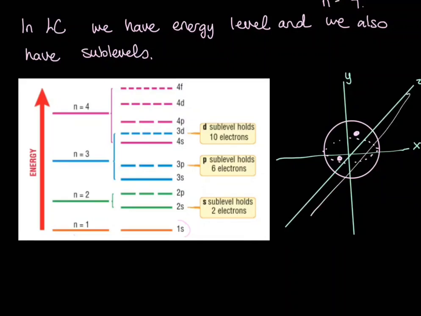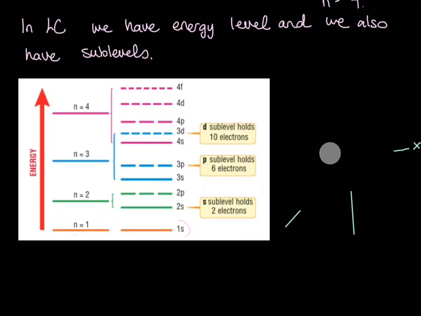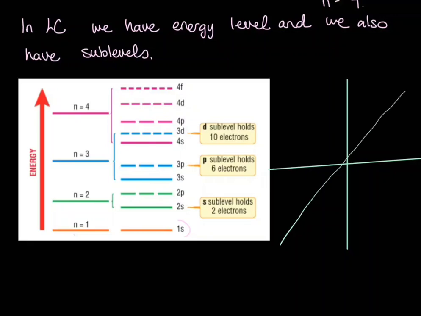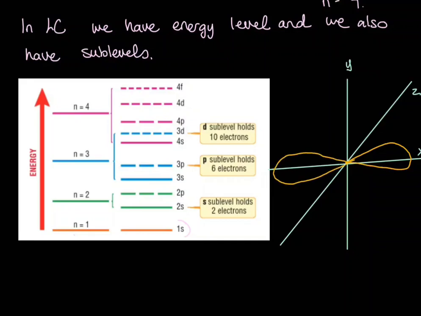Now, if you were asked to draw a P sublevel, we again would do the axis. And I'm going to make sure to draw in my labels, so Y, X, Z. And I'm going to do each one a different color. So the P orbitals look like dumbbells. This is what a dumbbell looks like. Okay. So that's going to be called your PX orbital.